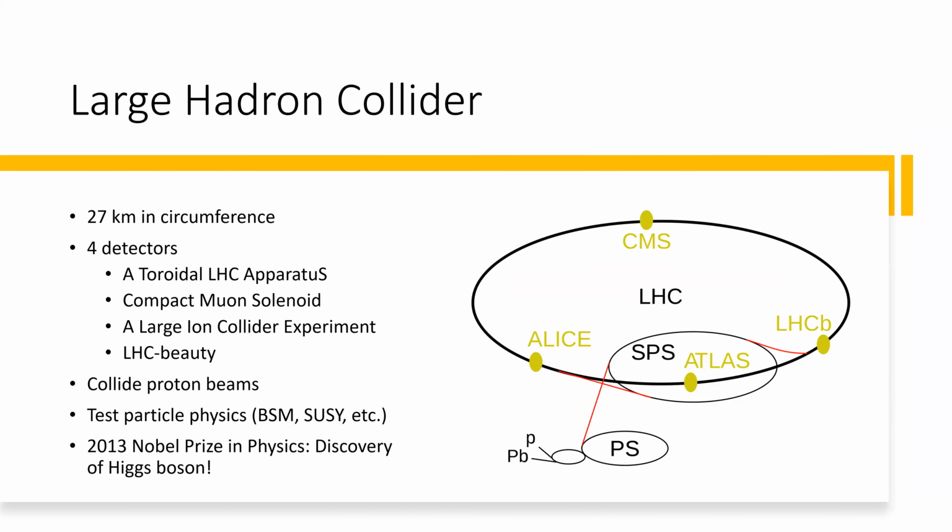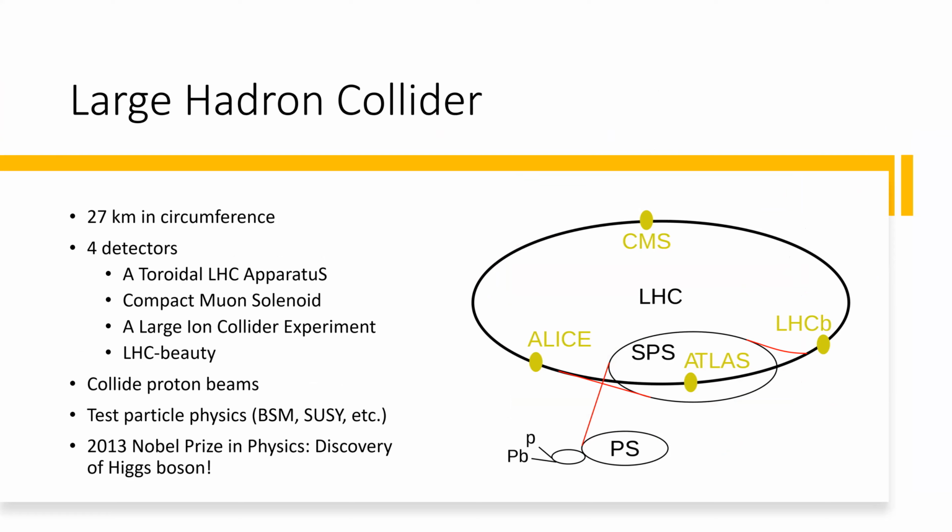Now let's talk about the Large Hadron Collider. It is a very large particle accelerator that is 27 kilometers in circumference and sits on the border of two countries. It consists of a large ring with four detectors on it: ATLAS, CMS, ALICE, and LHC Beauty, or LHCb.